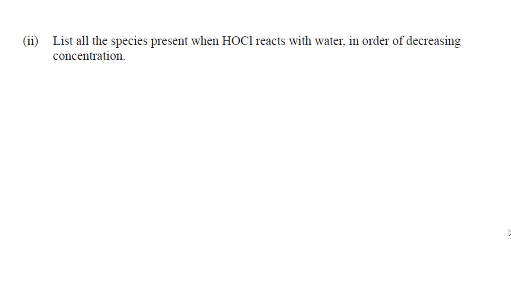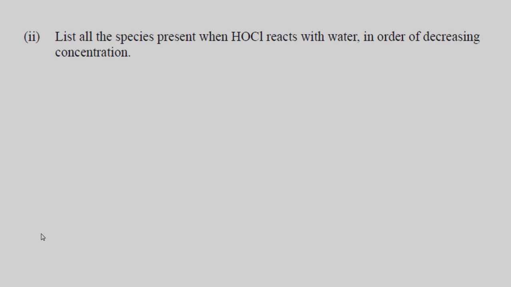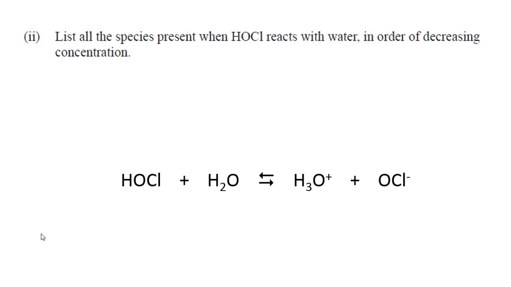The next part of the question asks us to list all the species present when HOCl reacts with water in order of decreasing concentration. So in a question like this, to answer the question, we need to look at our equation that we wrote in the previous part of the question because that gives us a big hint as to what's going to be present in that solution. So what we wrote was an equation for a weak acid. So when a weak acid reacts with water, only some of the molecules do, and it's a small amount. So you still have lots of hypochlorous acid molecules in your solution.